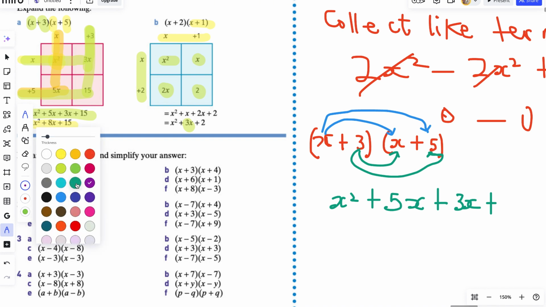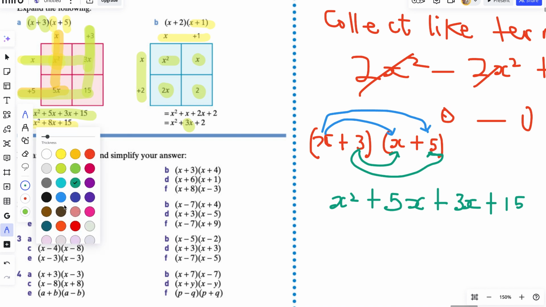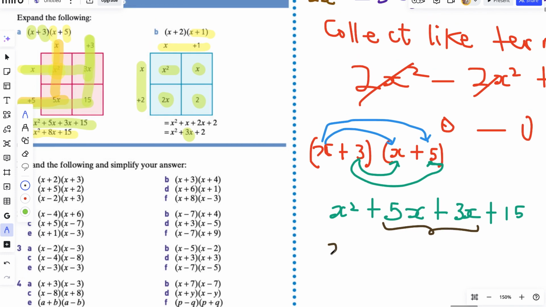Okay, let's take a look at what we have. So here is 15. Remember, 3 times 5 is 15, and then the only thing to do is to add 5x plus 3x. That's the only thing to add, right? Now, when we do that, we have what? Our final answer to be x squared.